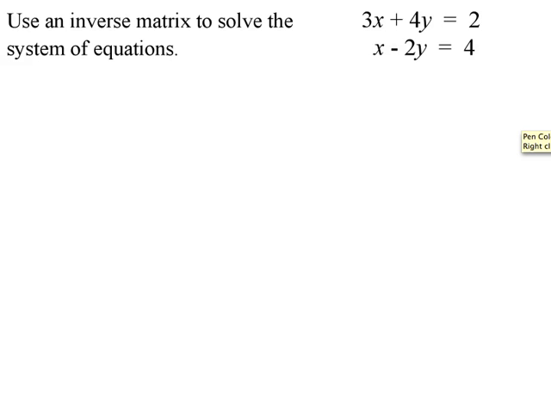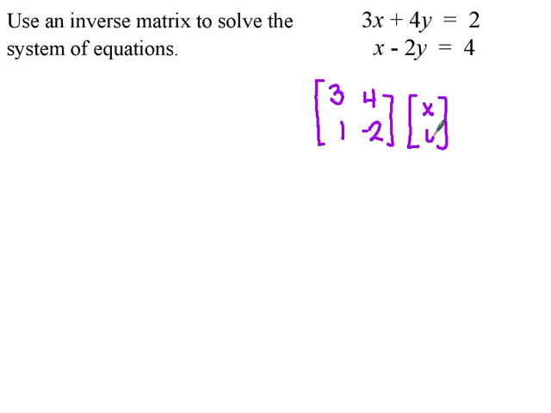So what I'm going to do is I'm going to go ahead and write a matrix just with the coefficients on the left side. This matrix will have a 3 and a 4 in the top row. What will go in the bottom row? 1 and negative 2. And then I'm going to put another matrix here and I'm going to write an x and a y, and you're probably wondering why. Well, that's what we're trying to find. And then that's going to equal what's on the right side, in this case 2 and 4.